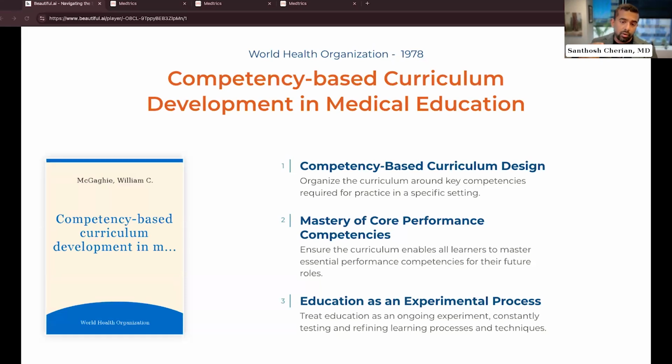Then finally, they also recommended treating education departments as an experiment. You're continuously improving and iterating and always looking at what are the things that we can change to improve the outcomes for our students. Absolutely. So as you mentioned, this isn't groundbreaking new stuff, but what is groundbreaking is that medical education is now really embracing it at a super rapid pace.